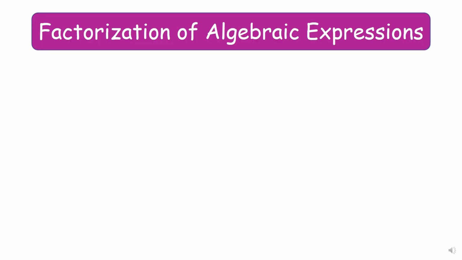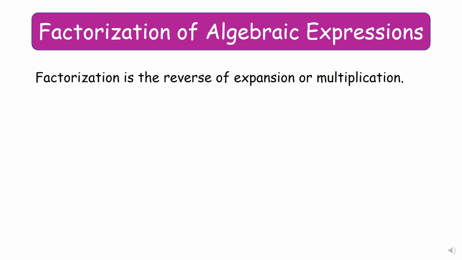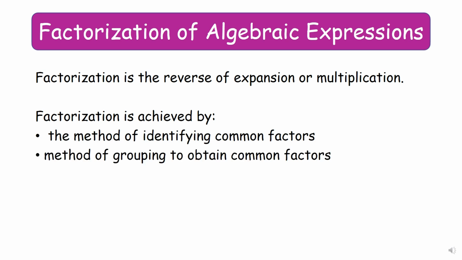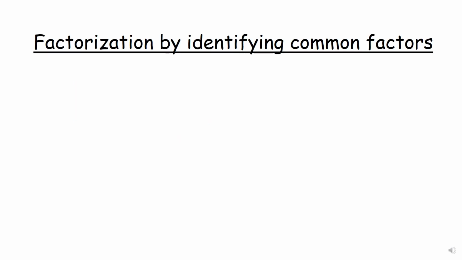Next, we want to look at how to factorize algebraic expressions. So factorization is the reverse of expansion or multiplication. Factorization is achieved by the method of identifying common factors and the method of grouping to obtain common factors. By identifying common factors, given 3ax plus 6ay, you look at both terms to identify factors that are common to both.